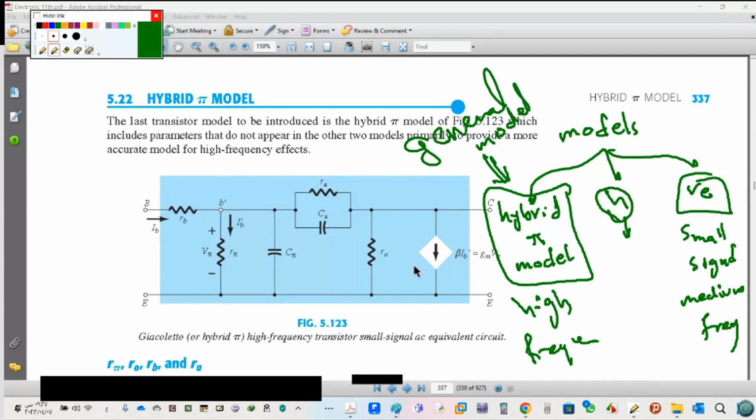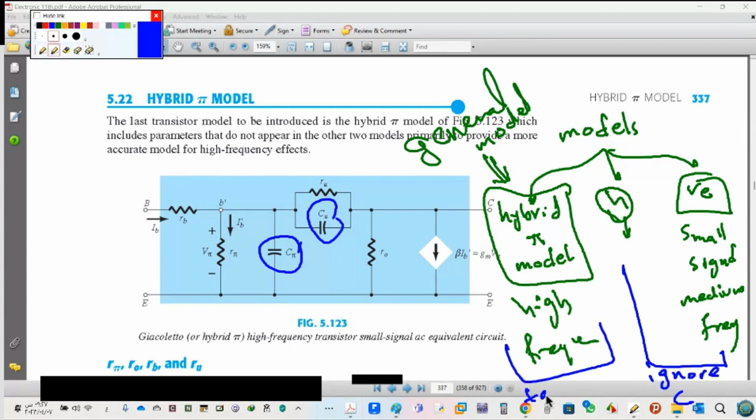because in this model we take into our study the effect of the capacitor. Here we have two extra capacitors. In the re and hybrid models, we ignore them. Here we will take the effect of C.